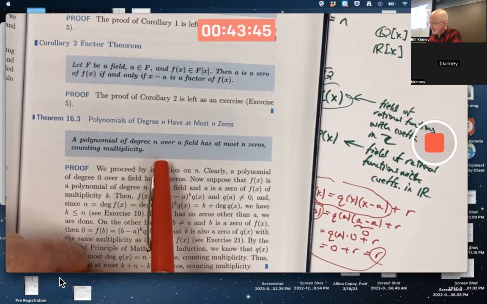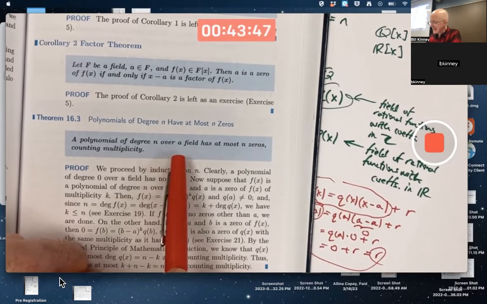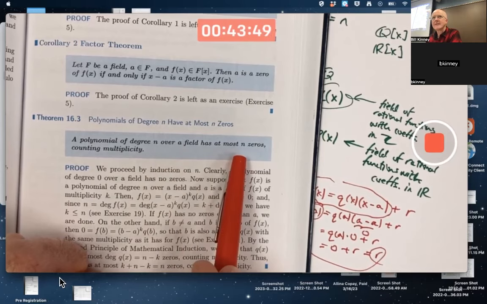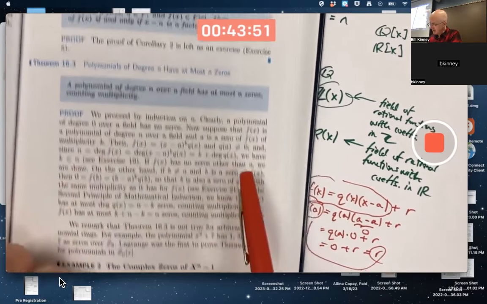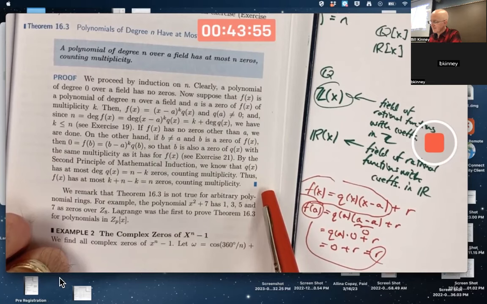This doesn't say it's got at least one zero. It says it has at most n zeros, no more than n. That's much easier to prove. The proof is that long. You're not going to have more than n zeros, is what this is saying. It's not guaranteeing you have any, but you're not going to have more than n when the degree is n.